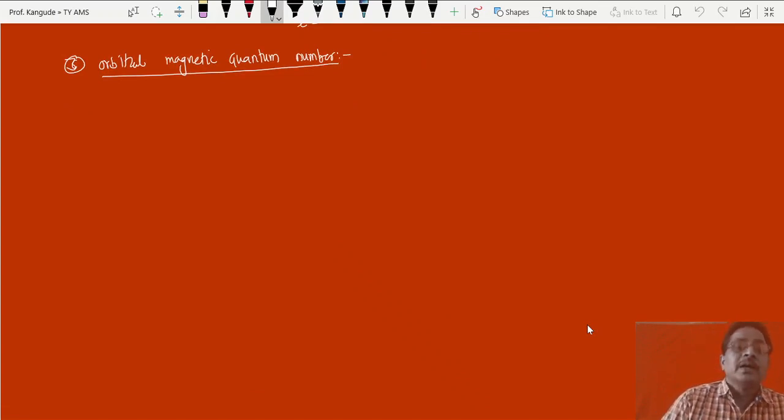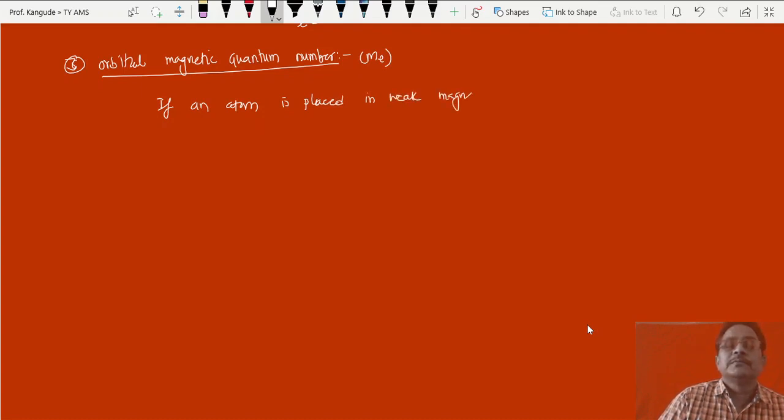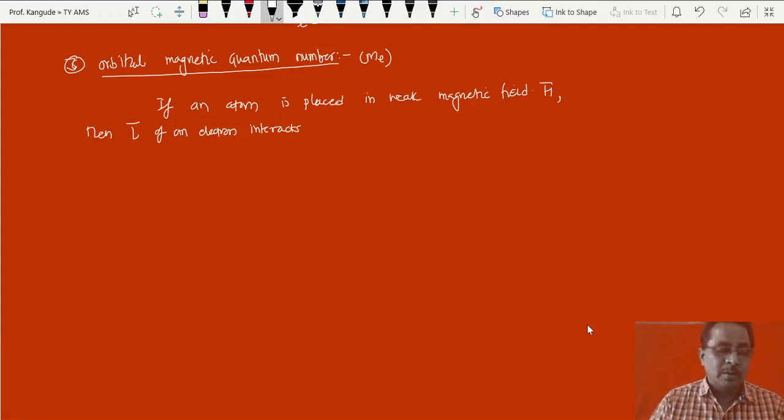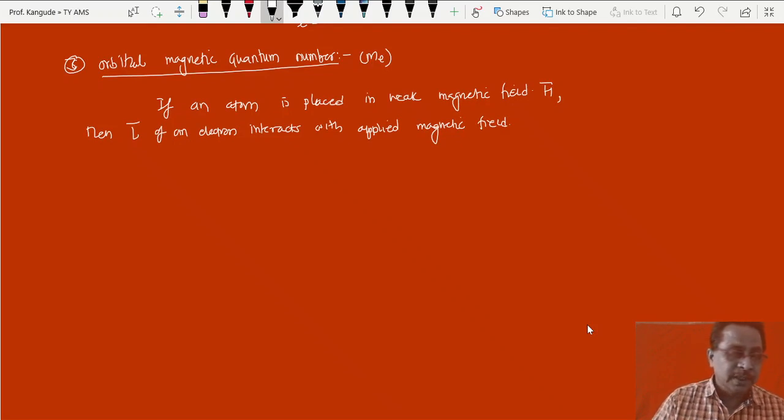Okay, so we'll write in brief: this is given by small ml. If an atom is placed in a weak magnetic field, you can write strong too, or in a magnetic field only, doesn't matter. Weak magnetic field H bar, then this is a very important concept that we are writing. Then L bar, the orbital angular momentum of the electron in that atom, interacts with the applied magnetic field.